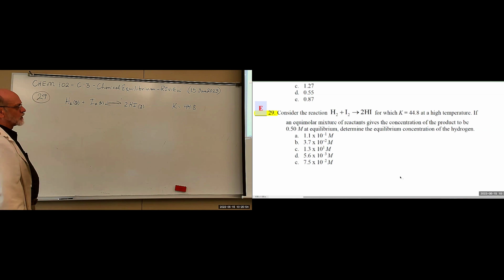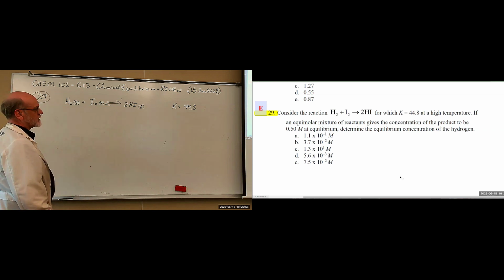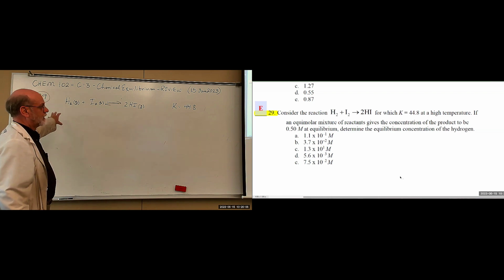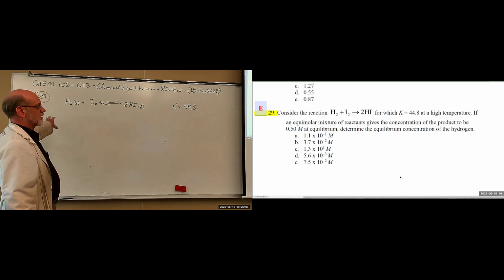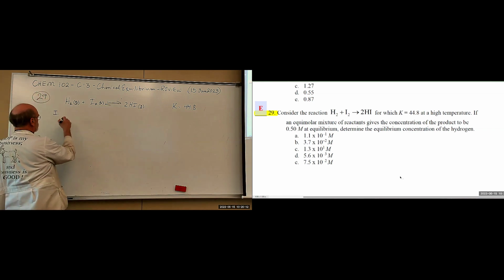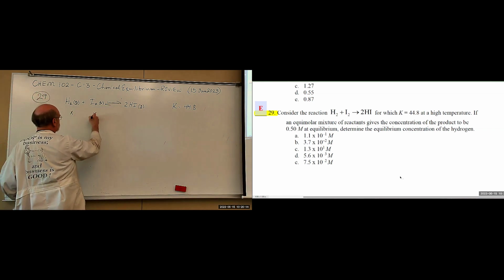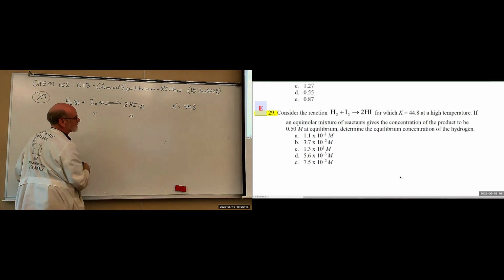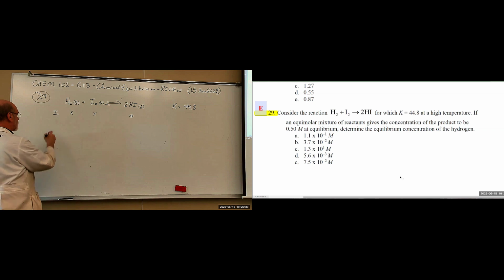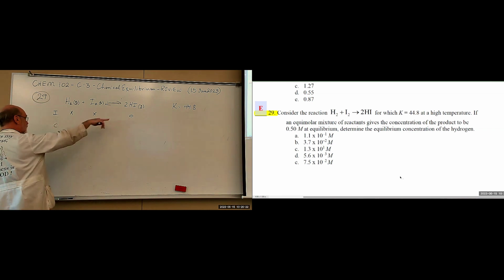If an equimolar mixture of reactants gives the concentration of the product to be 0.5 molar at equilibrium, determine the equilibrium concentration of hydrogen. An equimolar mixture of reactants, so we've got the same amount here as here, and nothing there. That's the initial conditions. Right, so we know the change is going to go that way.